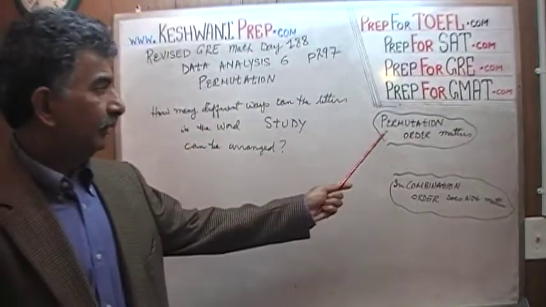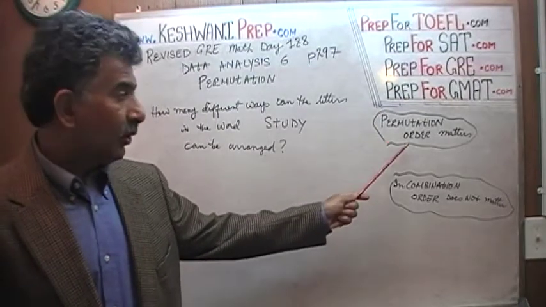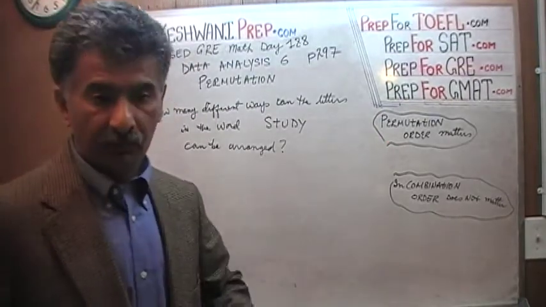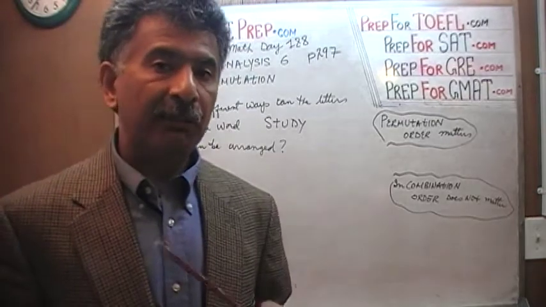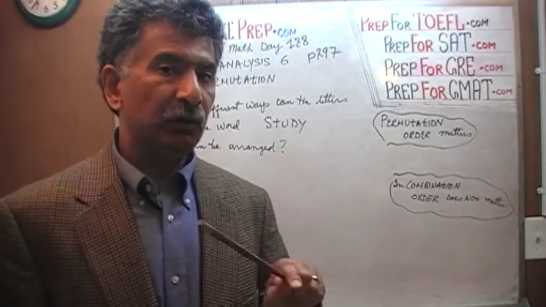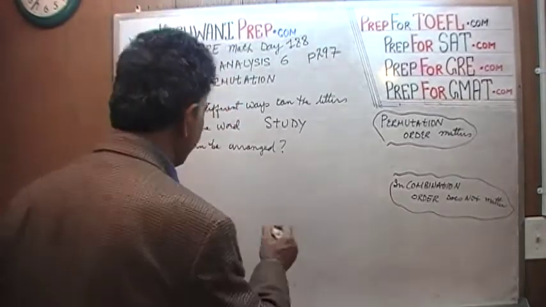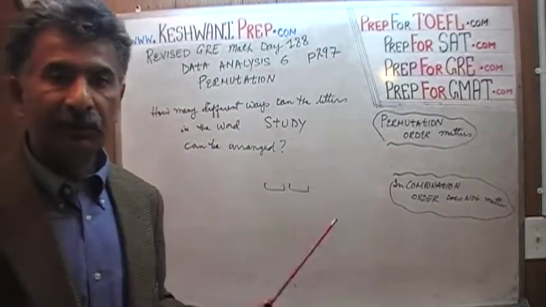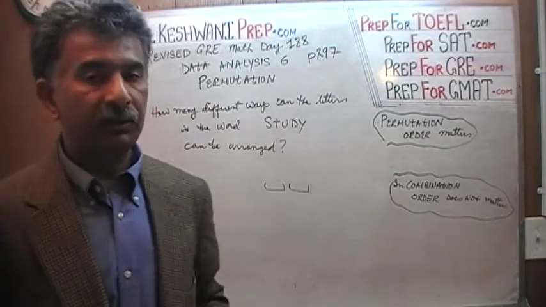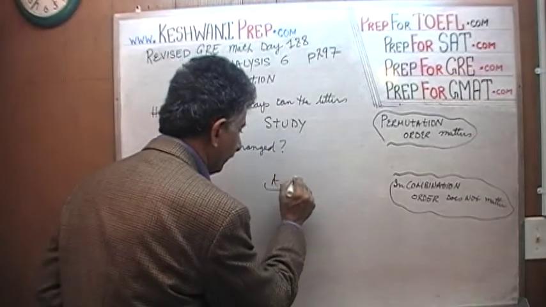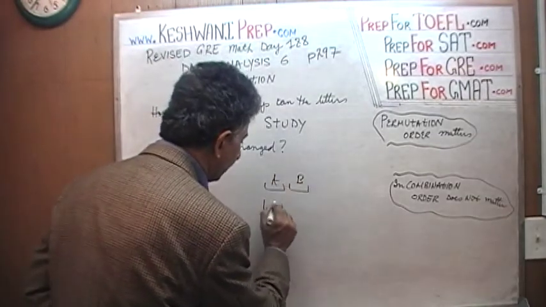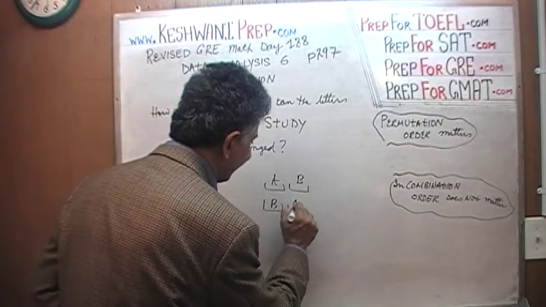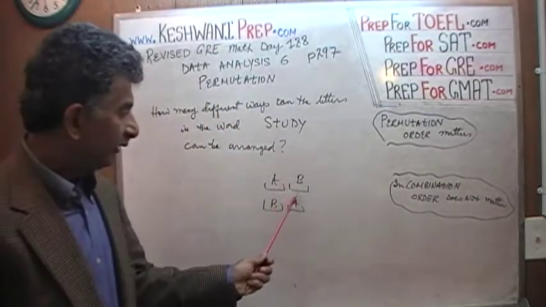For example, in the case of permutation, where the order matters, you will ask the following question. How many different ways can I sit two people on two chairs? I have two chairs here. How many different ways can I sit two people on these chairs? And the answer, of course, is there are two ways. I can put A here and B here, or I can put B in the first chair and A in the second chair.